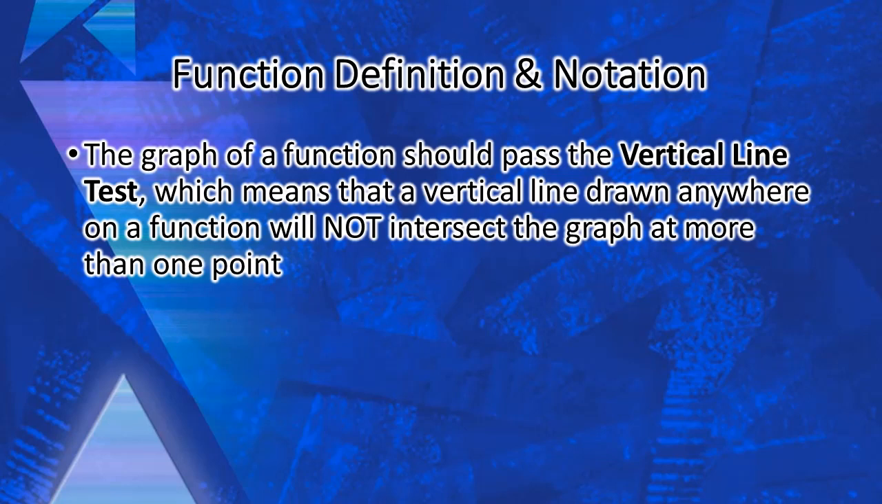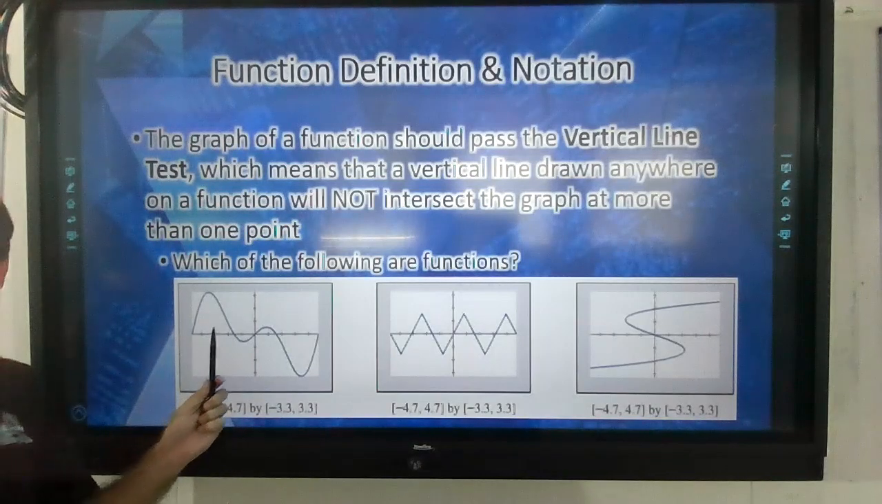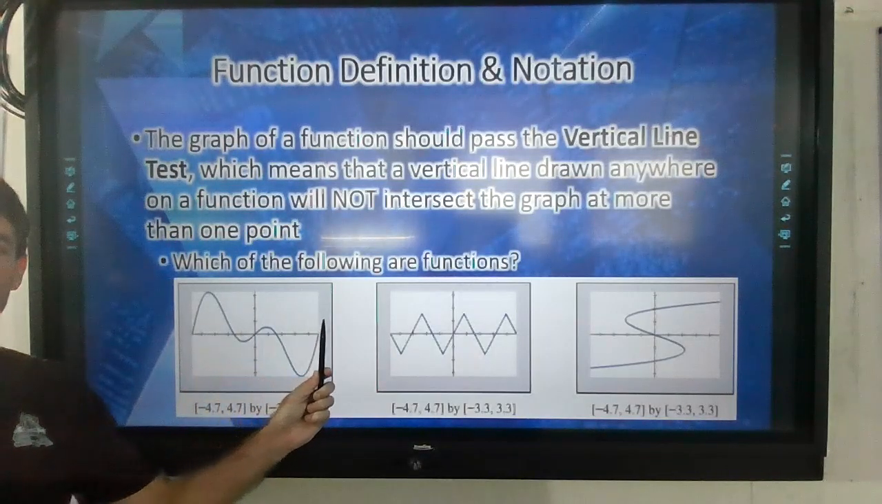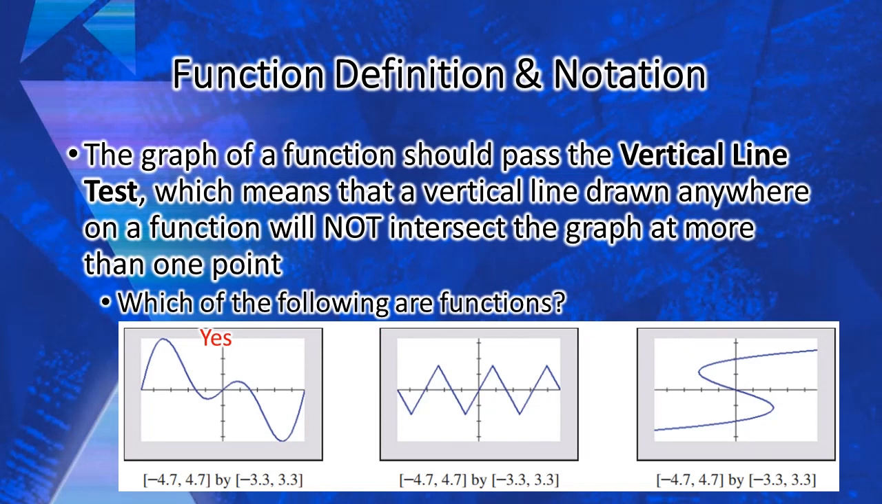The vertical line test of functions states that if I draw a vertical line anywhere on my graph of my function, it should only cross my graph at one point, never two, at most 1 point. So based off of that, if we take a look at these three functions, is this first one a function? Well, if we were to draw a vertical line anywhere along this particular graph, we would only hit the graph in 1 point. So yes, this first graph would be a function.